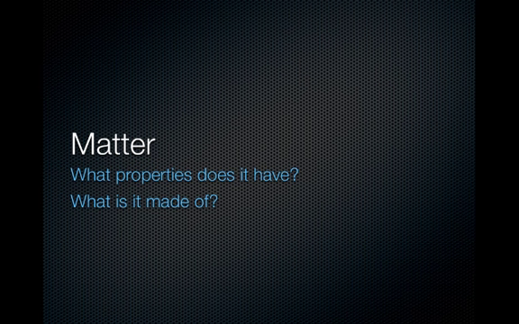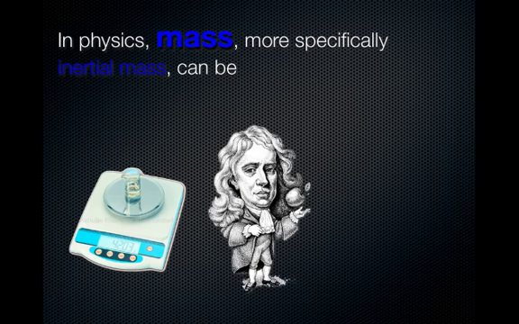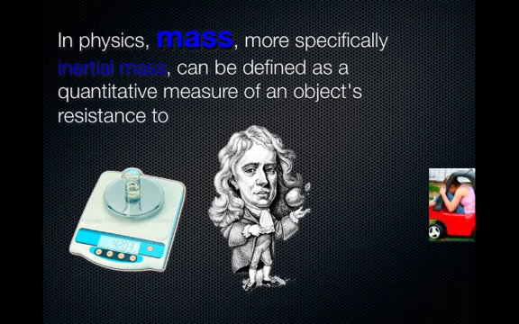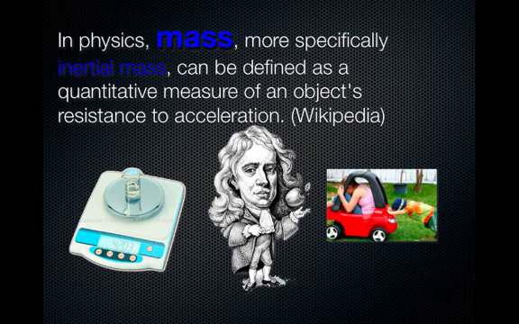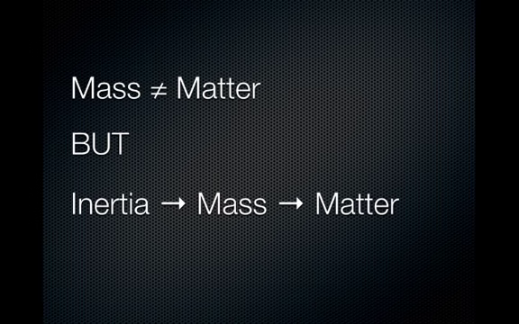The first general property of matter that you may know of is mass. There are several ways to define mass, and they all have some differences. To keep things simple, we will define mass as follows. In physics, mass, more specifically inertial mass, can be defined as a quantitative measure of an object's resistance to acceleration. So for us, if it resists a change in motion, then it has mass and can be considered matter.